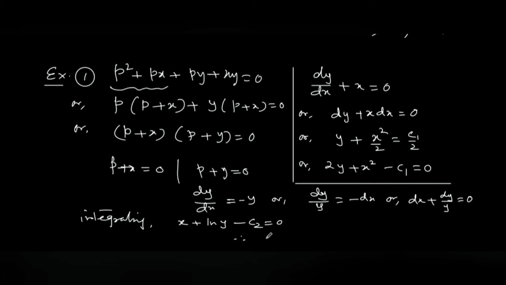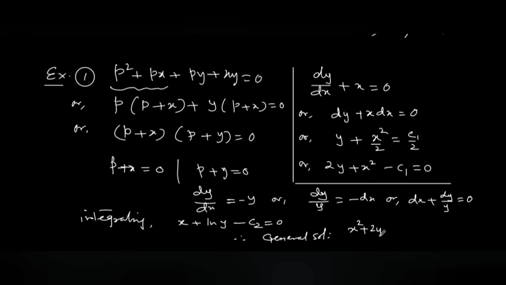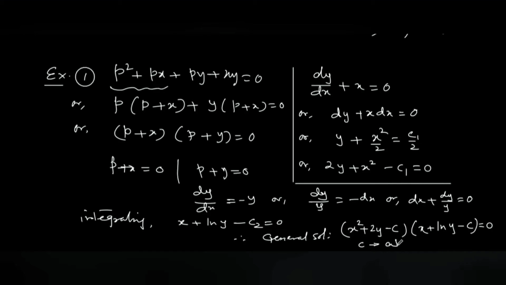So therefore the general solution will be the first one, x^2 plus 2y minus c1, in place of c1 we will put c, times the second one, x plus log y minus c2. We will put c here, and that equals 0, and we must write that c is the arbitrary constant.